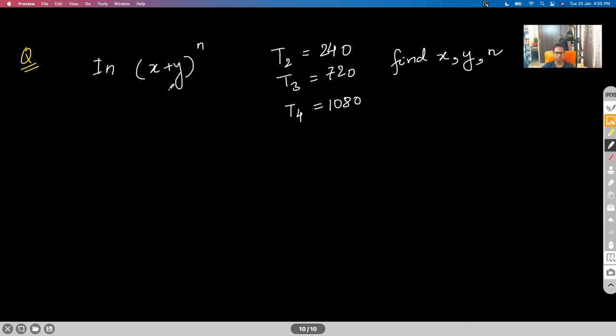N being some whole number. In the expression x plus y to the power n, the second term is 240. Third term is 720. Fourth term is 1080. Term means the value of the term, the whole value. So you have to find the value of x, y, and n.